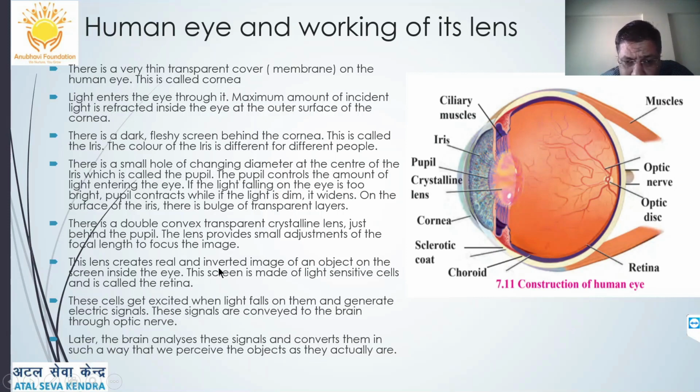The lens creates real and inverted image of the object on the screen inside the eye, which is called as retina. The retina has two types of cells, rods and cones, which are photosensitive. Cones are for daylight vision, and rods for the dim or the night vision. They will create signals which are conveyed to the brain through the optic nerve. So there is an optic nerve which will carry the signals further towards the brain. Later, the brain analyzes the signals and converts them in such a way that we perceive the objects as it is of the actual size.